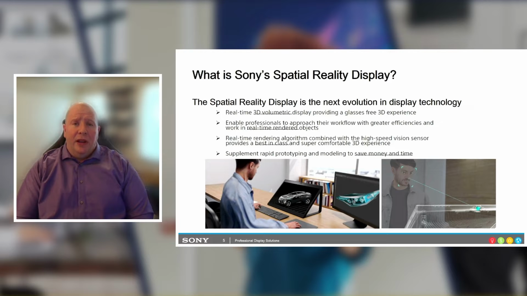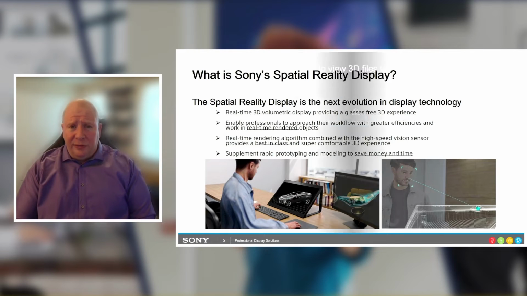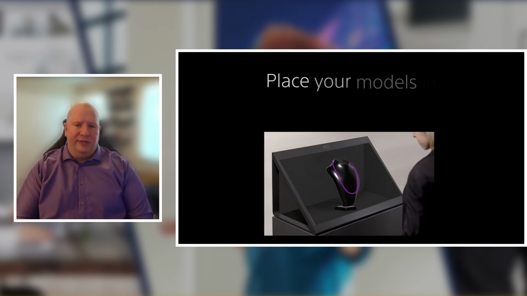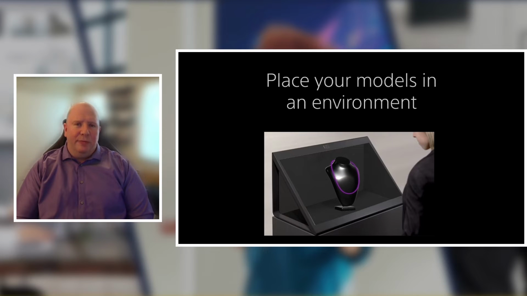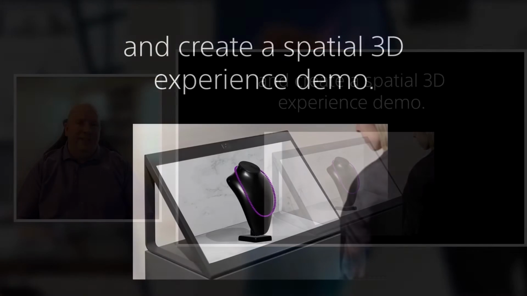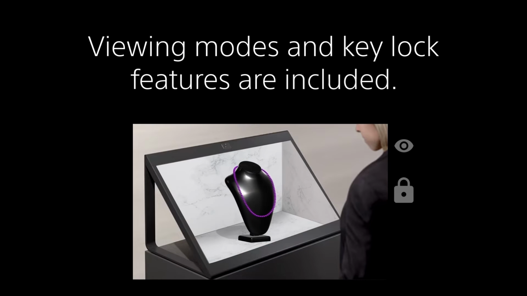And so what we're going to talk about now is we're going to move into 4 different ways that you can use the spatial reality display within your workflow to leverage this new technology with what you're using. And so the first way is to use the spatial reality display to view 3D files without needing any kind of special software or tools, right? And we offer something called the Spatial Reality Display Player. And this is a free-to-use software that's available on our website to download.